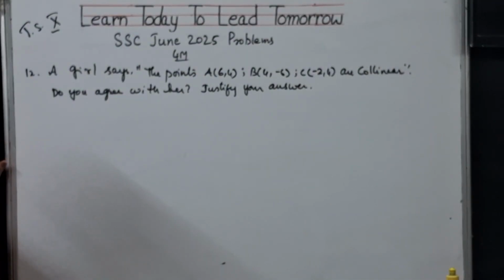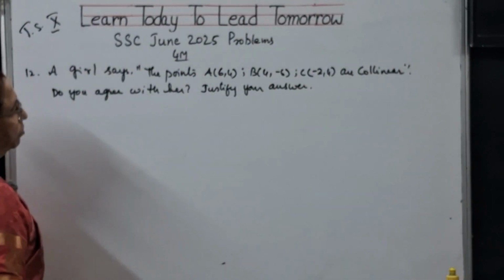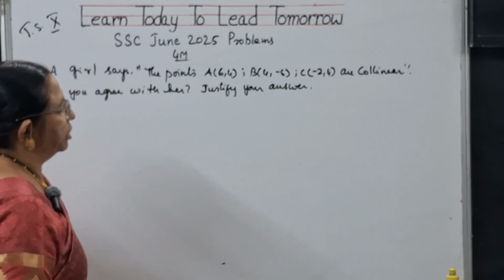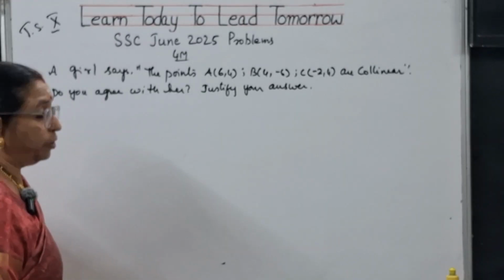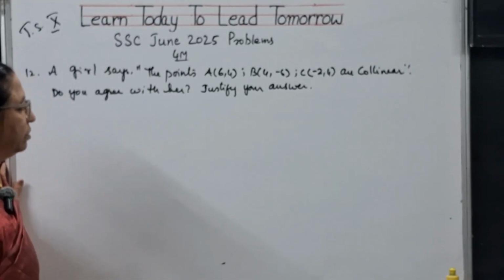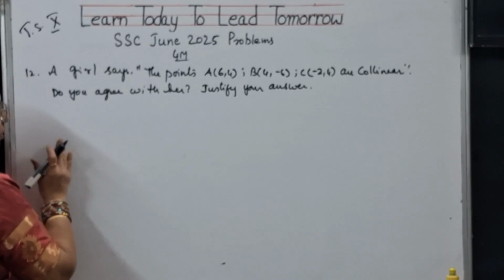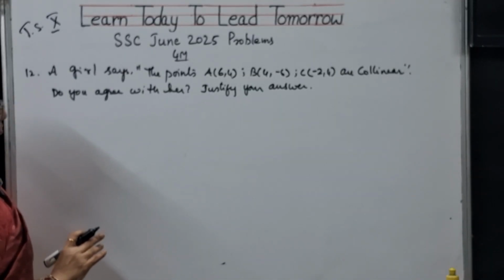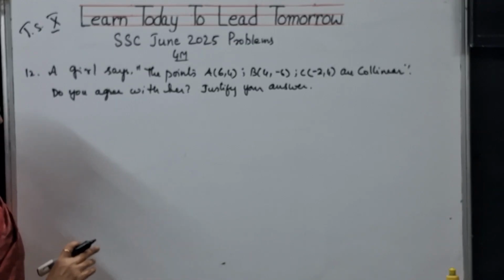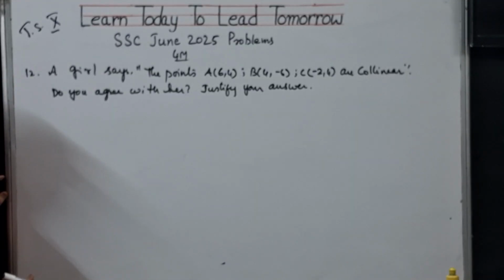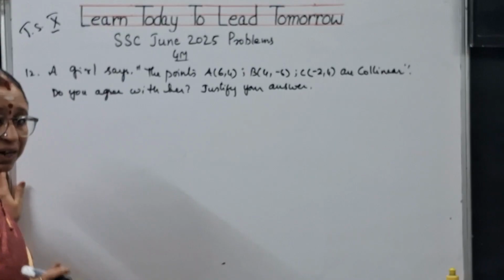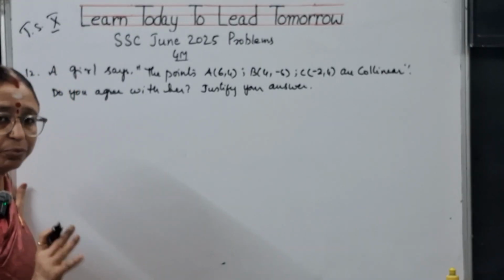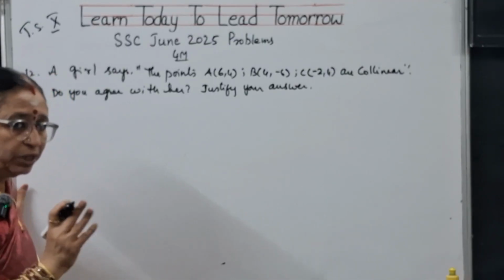Now 12th problem, children. A girl says the points A (4, 6), B (4, minus 6), C (minus 2, 4) are collinear. Do you agree with her? Justify your answer. So I told you earlier also, in my videos I have explained, and even in the previous SSC problems I have explained once again. If you want to prove that the given 3 points are collinear, meaning they lie in a straight line, if you prove that area of triangle is 0, then we can prove that definitely. See, with 3 points, there are only 2 chances.